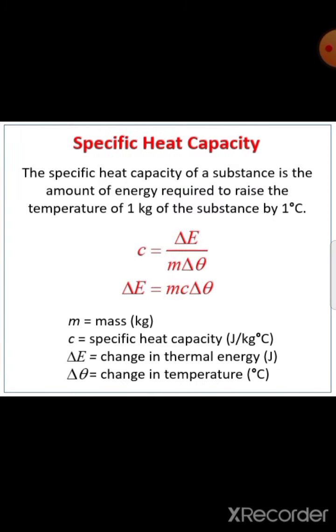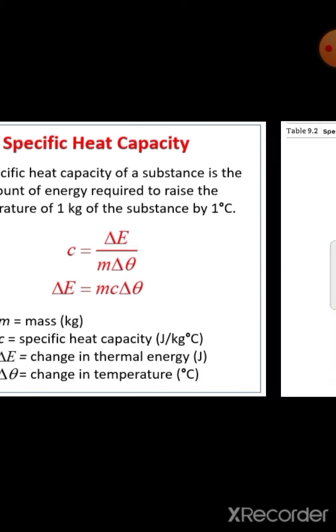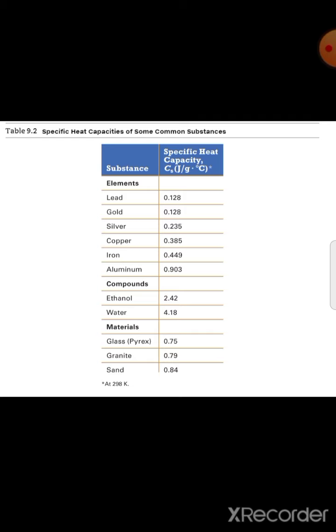Next, we will see another simple formula for specific heat capacity. That is C is equal to del E divided by m into del theta. Here, del E represents the change in thermal energy. So, this is also another important formula for specific heat capacity. Now, let us see some values for specific heat capacities of different materials. Let us see one by one.